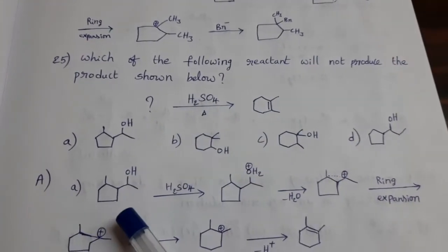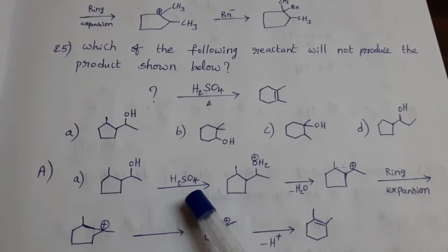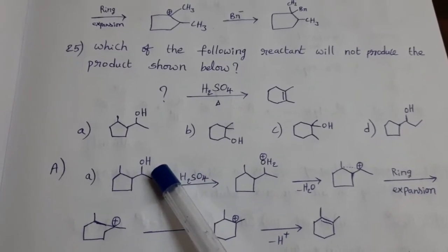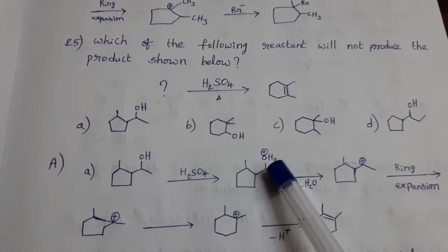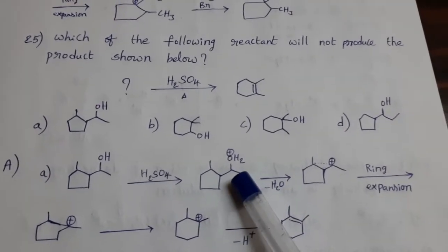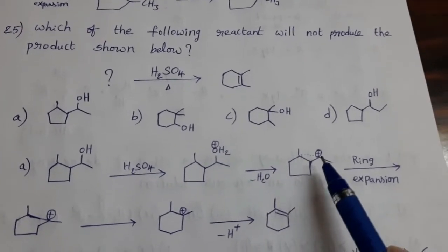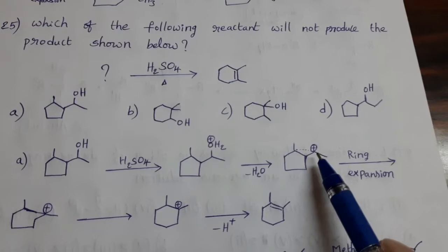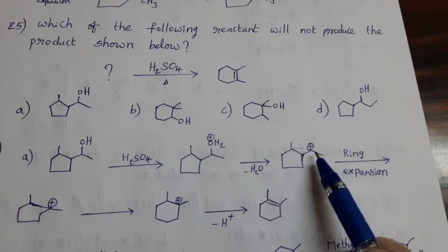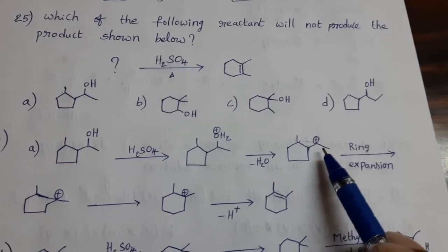See the first option. It is treated with H2SO4. H2SO4 is an acid, so it produces H plus ion. This ion combines with OH and converted to OH2 plus. It is removed in the form of H2O. Then a positive charge is developed at this carbon atom. That means carbocation is formed. This positively charged carbon is present outside of the ring. Then what will happen? Positively charged carbon is present outside of the cyclic structure means ring expansion takes place.